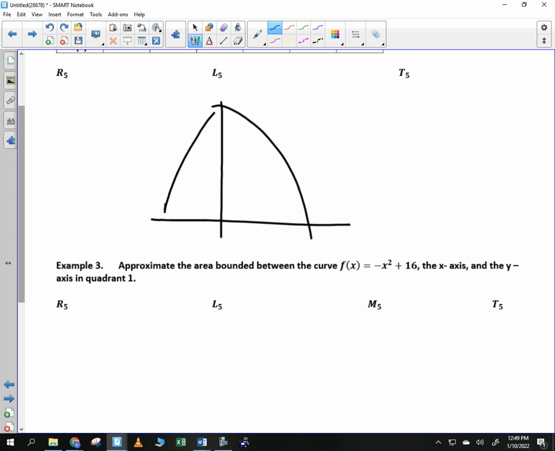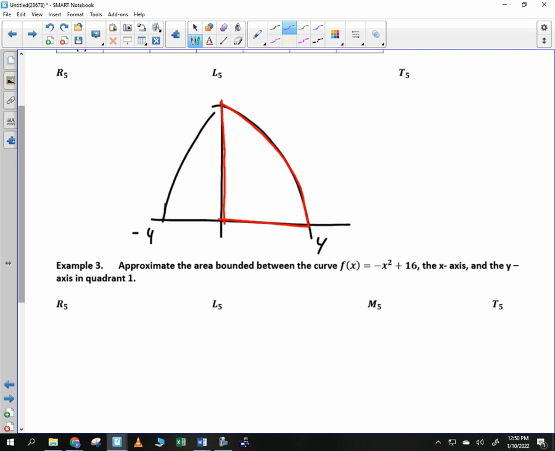Where's it cross the x-axis? -4 and +4. I'm finding the area between which spots? It says you're bounding it between the x-axis, which is here, the y-axis, okay, the function, and it's in quadrant 1. So that's the region that we're trying to find the area of.